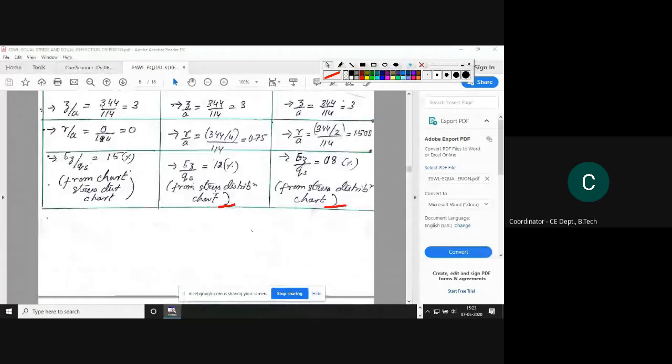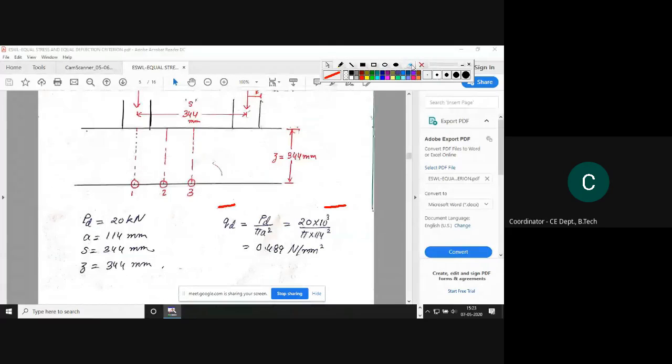For the right wheel, the R by A will be varied, because the distance will now be varying. Now we have to take this axis. The axis of the right wheel is this one. So we have to consider the distance from this axis. For 0.1, what is the distance from this axis? It is 344. For 0.1 from the right wheel, your R value is 344. So R by A will be 344 by 114. Like that we will calculate.